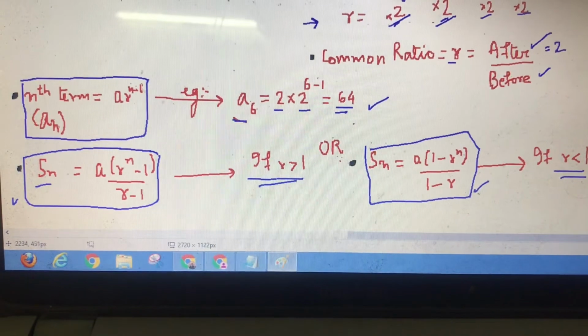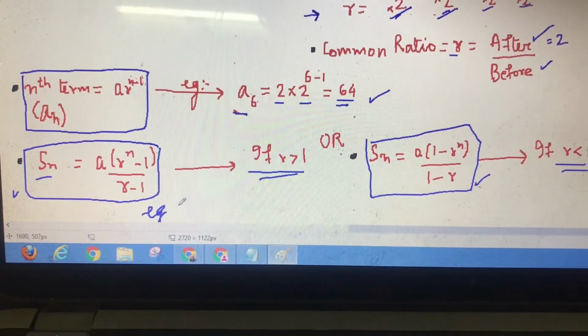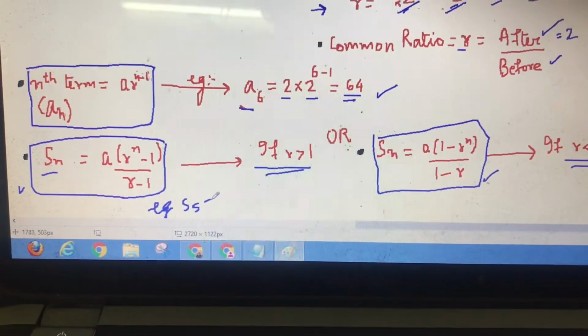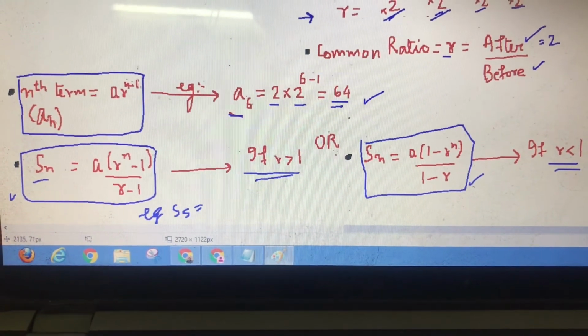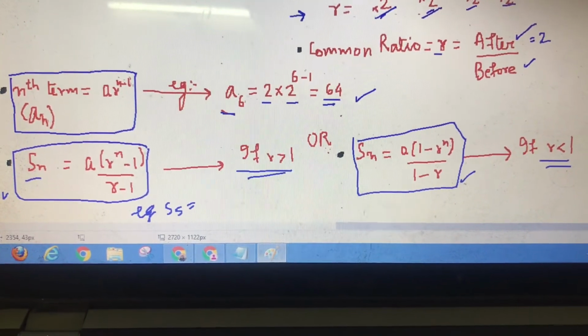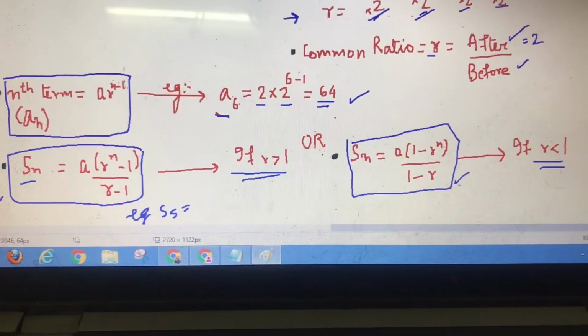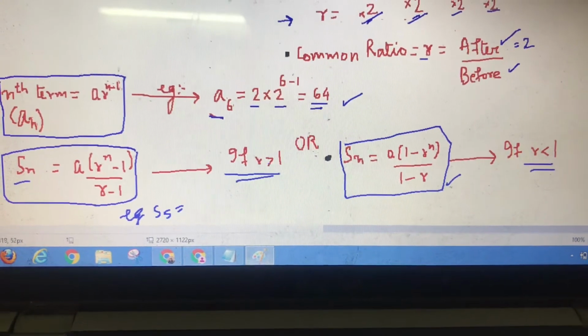Now suppose we have to find the sum of this series, we are using it as an example. Suppose we have to find the sum of 5 terms of this series. So this is 2, 4, 8, 16, 32. These 5 terms, firstly find the sum. 2 plus 4 is 6, plus 8 is 14, 16 is 30, and 32 is 62.